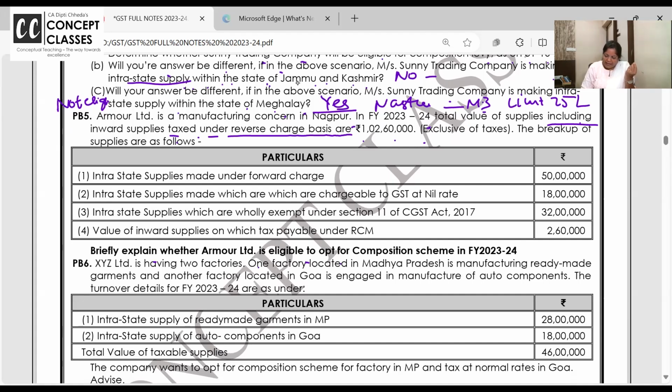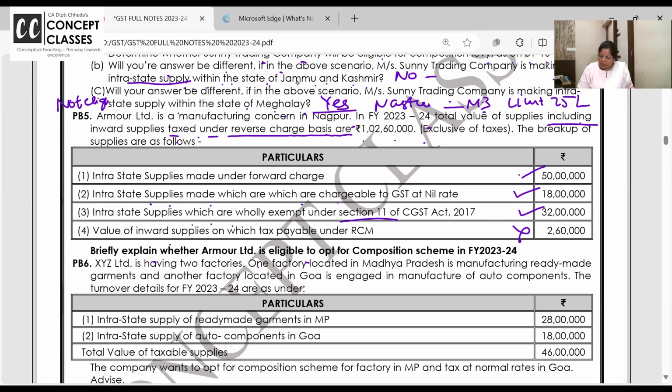Now, in aggregate turnover, will you take intrastate supplies made under forward charge mechanism, Section 9(1)? Yes. Intrastate supplies chargeable to nil rate, exempted, zero rate, non-taxable, all come in. Intrastate supplies which are wholly exempt under section 7. Value of inward supply on which we have paid the tax on RCM will not be a part of the aggregate turnover, as this is my purchase. I am paying the tax on RCM basis.